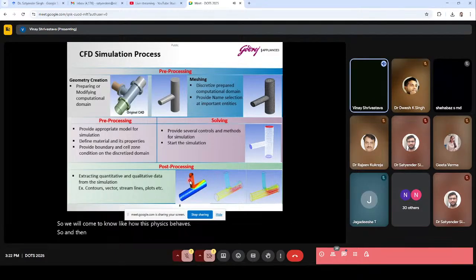And then the second one is quantitative results. That means, what is the temperature at the outlet, and what is the temperature at, let's say, this particular point. Those kinds of solutions come under quantitative results.